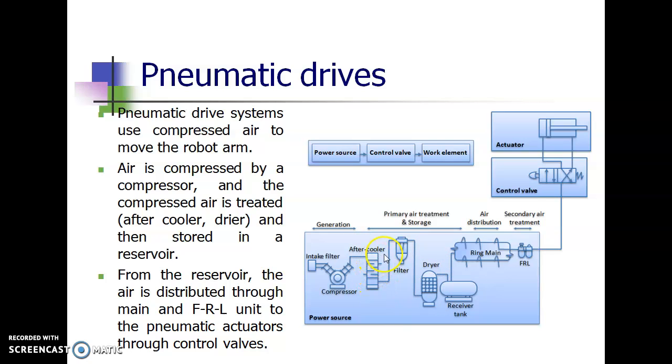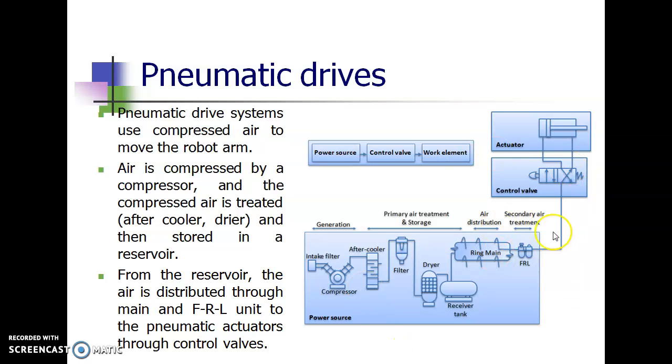After the primary air treatment, because the air is cooled, the moisture in the air is removed by the dryer. Then it is stored in a reservoir or a receiver. Then from the receiver, it goes to the ring main. Then it goes for the secondary air treatment. In the secondary air treatment, we have three elements called filter, regulator, lubricator. Simply it is called the FRL unit, the trial unit.